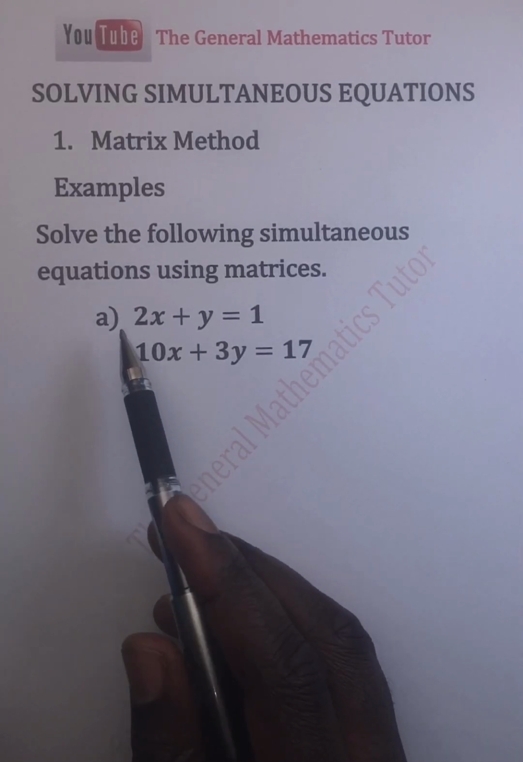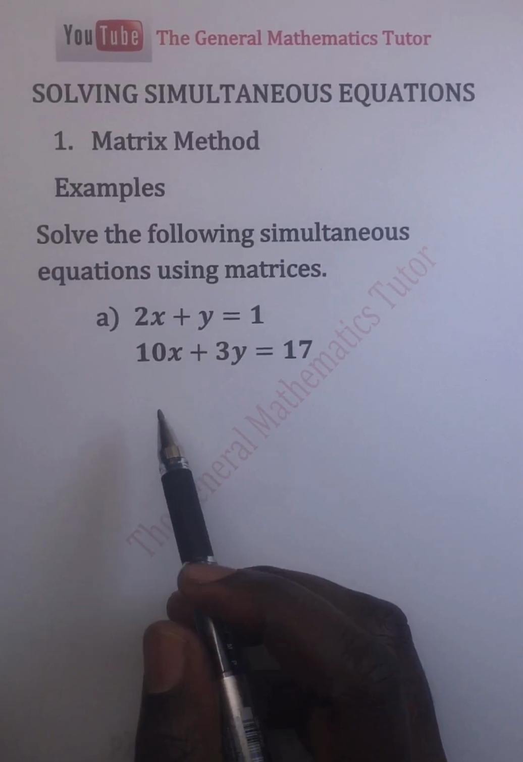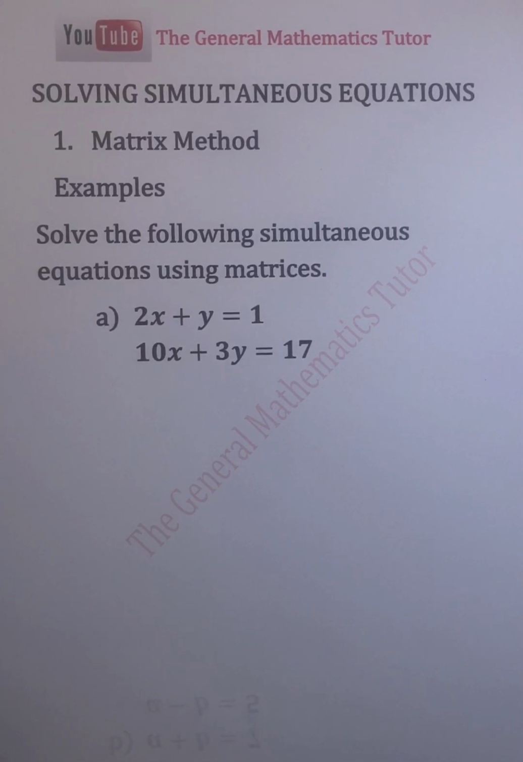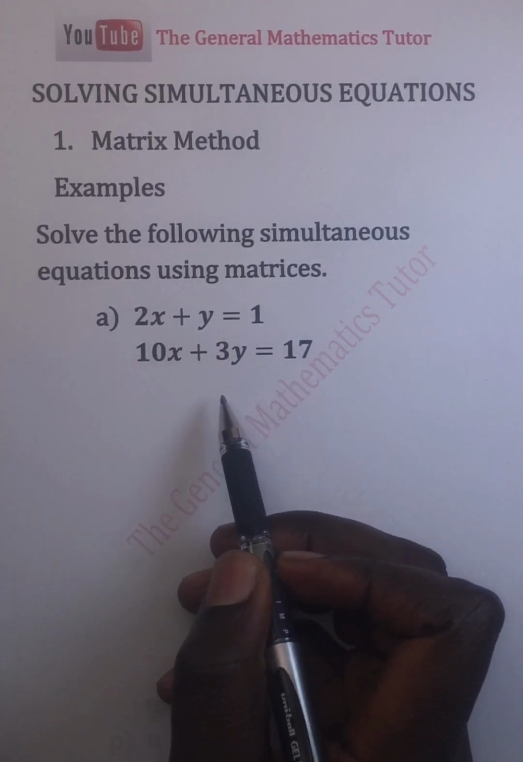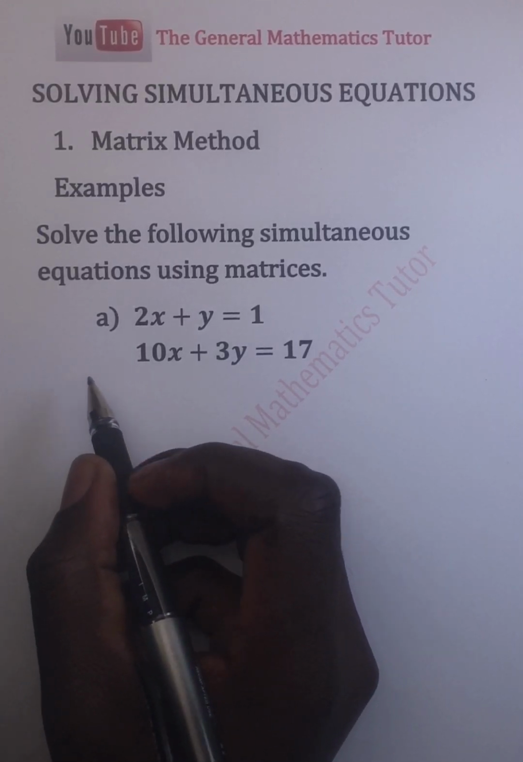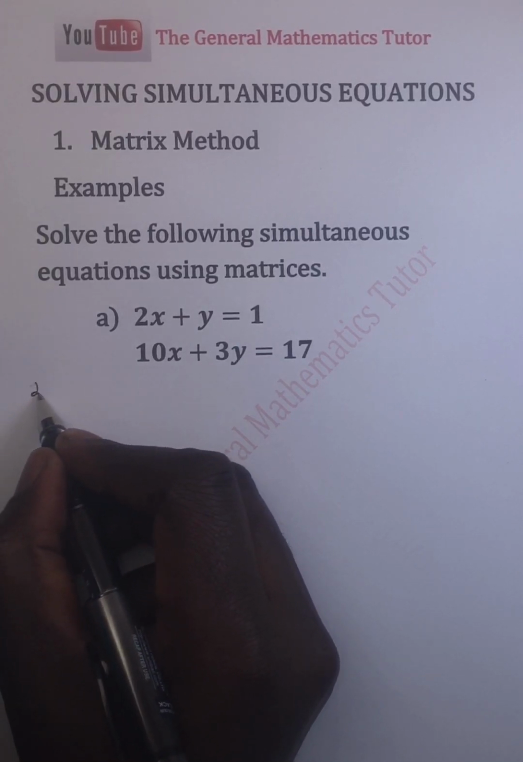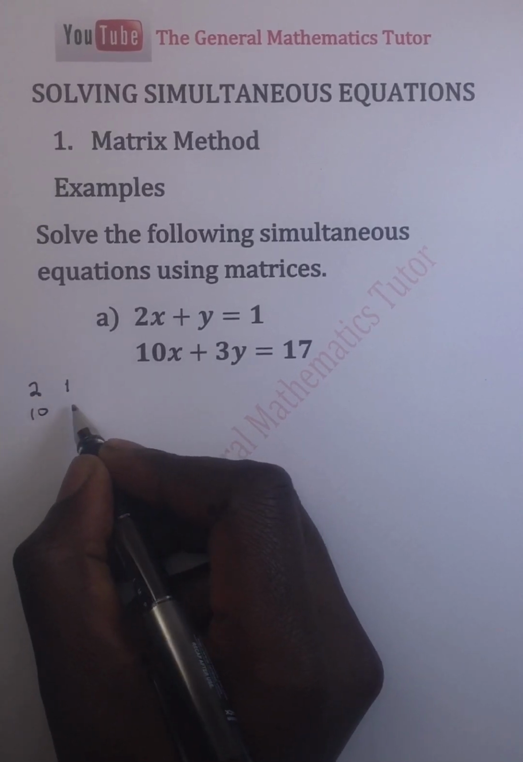So the first example, solve the following simultaneous equations using matrices. So the part A, we have 2x plus y is equal to 1. 10x plus 3y is equal to 17. So the first thing we need to do is to rewrite these in a matrix form, where you have the first matrix as the matrix of the coefficients of these variables. So you have 2, 1, 10, and 3.